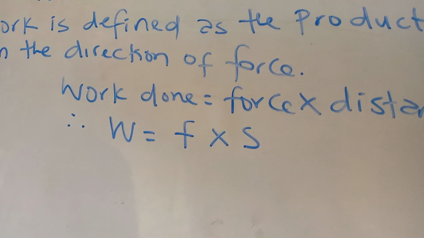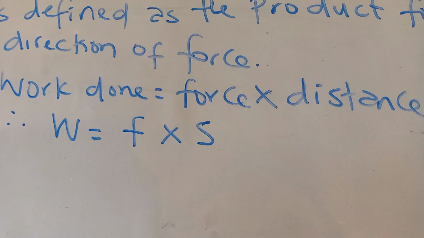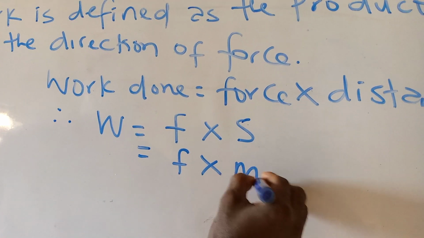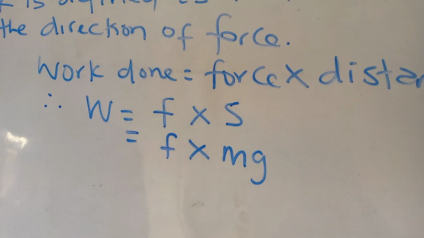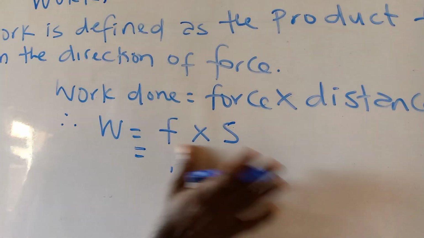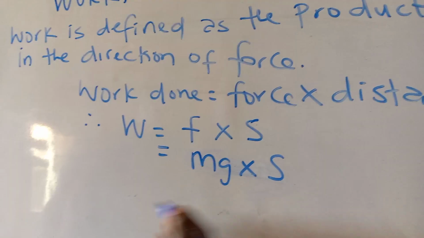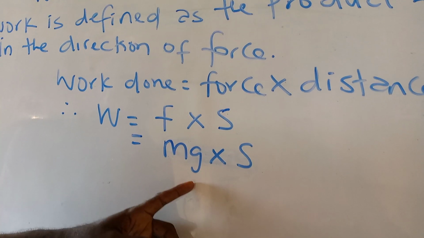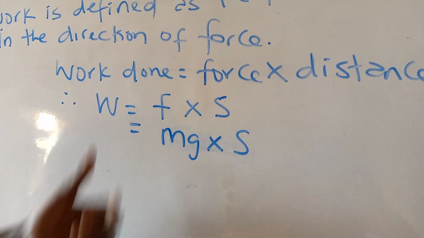So this is work done. And since distance can also be height, we can write this as mg times distance, because force is mass times acceleration, or gravity. So if you do mg times distance, it's the same thing as work done.